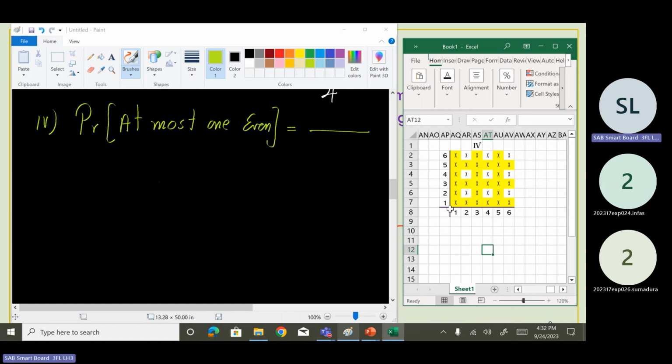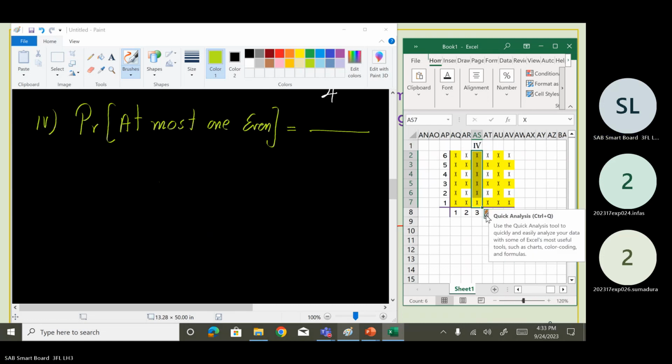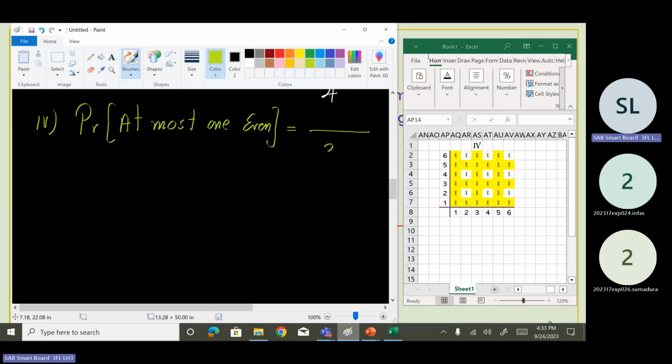So those are the elements counted, right? You get odd of one, at most one even. So if the other one is odd, you get no even, still counted. If the other one is even, one even, counted. So that means everything from this column counted, everything from this column counted, and so on. So again, we are considering the 27 elements out of 36. Totally there are 30 states. We are interested in 27.